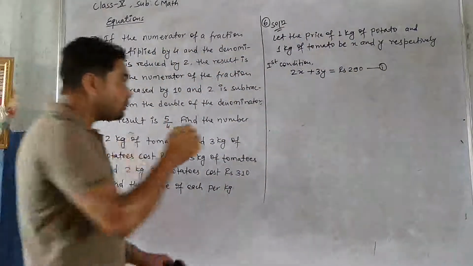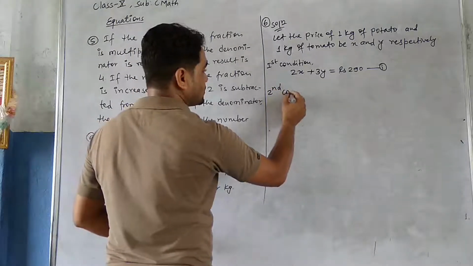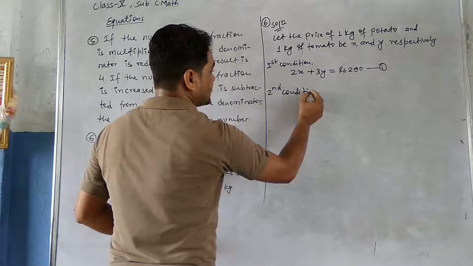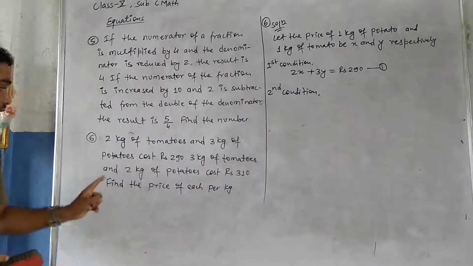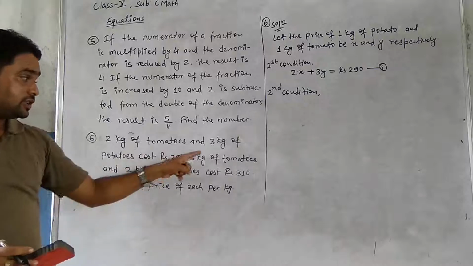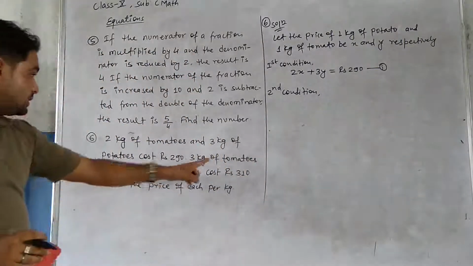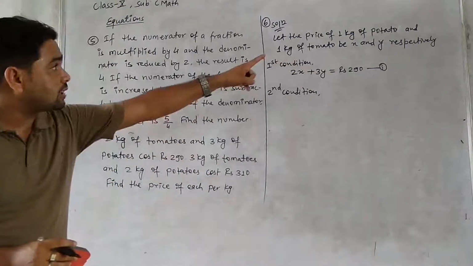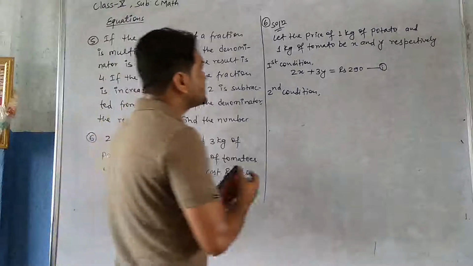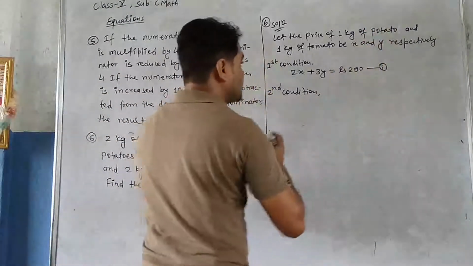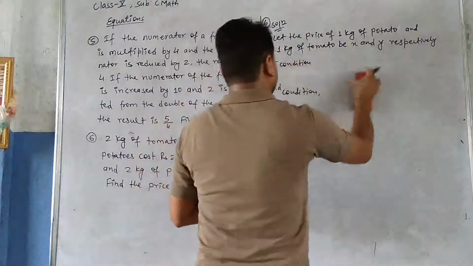Yes, and from the second now, we can simplify this also at first. From the second condition, it is given that 3 kg of tomato and 2 kg of potato. Now 3 kg of the tomato. Look at 3 kg of tomato, and we have supposed that. Sorry. We have supposed here potato at first. So let's write this. I will write it like this.